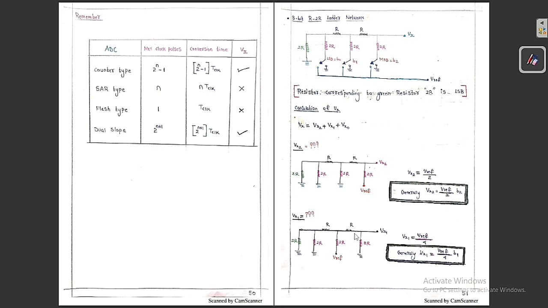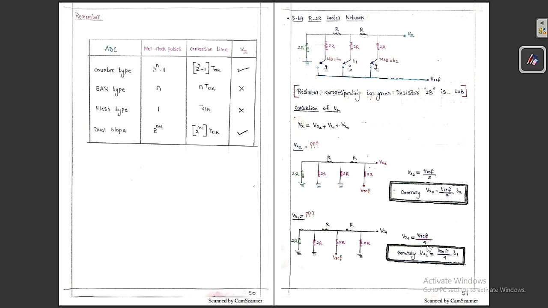Here we can see clearly. With the help of the voltage division principle, finally we get Vx1 is equal to V reference by 4. So V reference by 4 is the answer we get here.